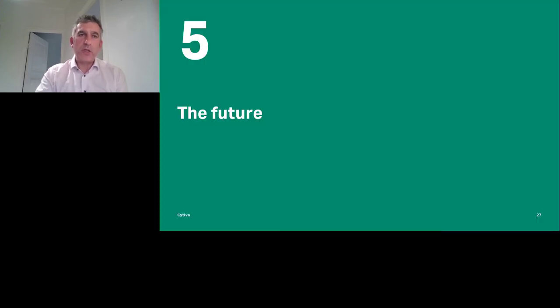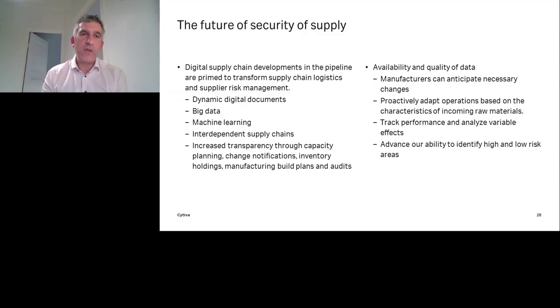So when it comes to the future, in terms of security of supply, we see a few things at play. First of all, the digital environment is going to be a key enabler in this space. There are developments in the pipeline, and they're potentially going to transform the way supply chain logistics, supply chain transparency, and supplier risk management is handled. We're looking into these with a number of vendors, in particular looking at the use of digital documents, the use of big data, machine learning or augmented intelligence to support our decision making when we have so many components and so many attributes at play.